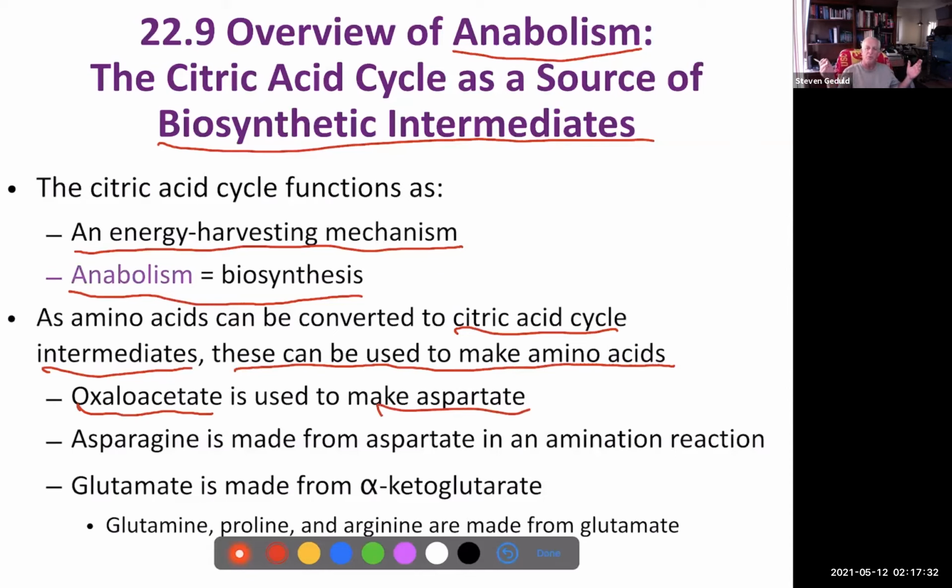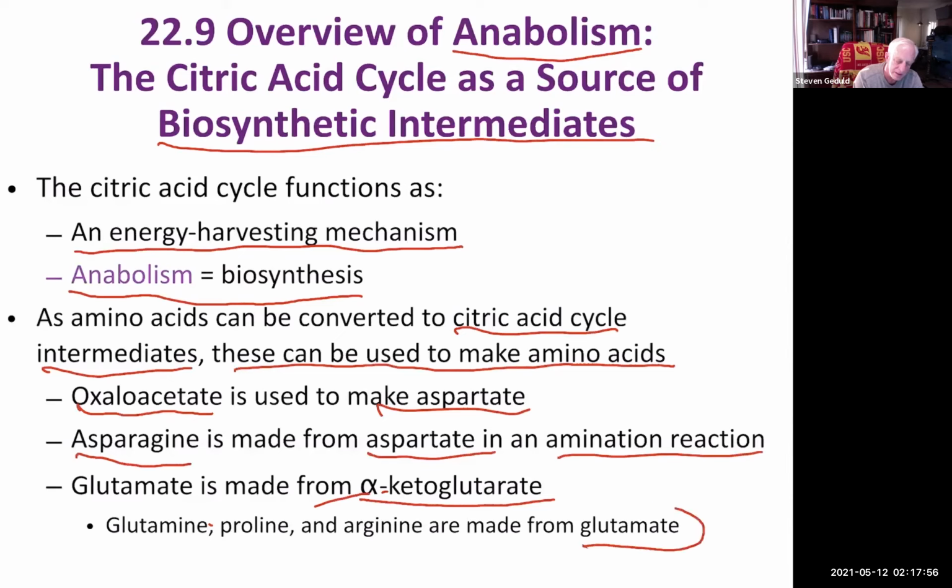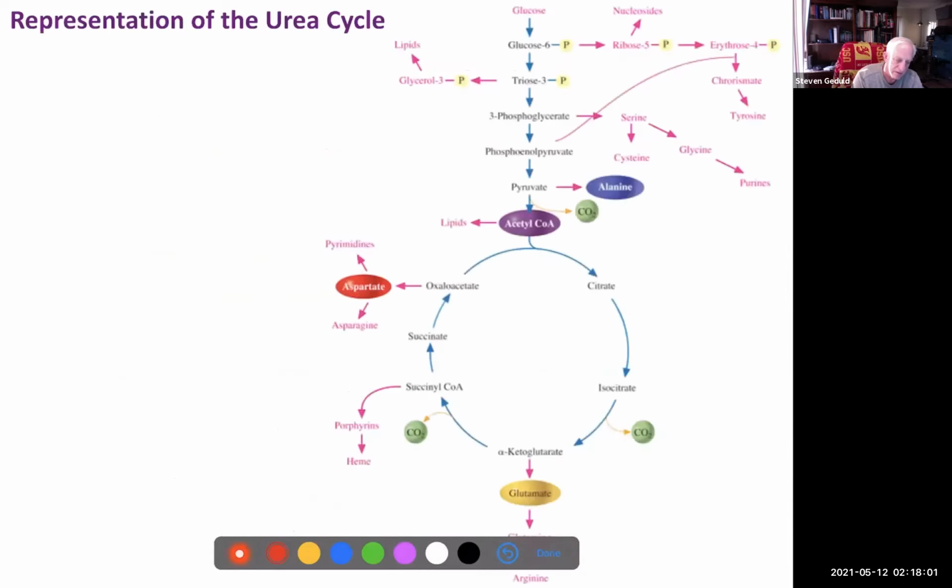Oxaloacetate is our starting point for the citric acid cycle. We can use that to make aspartate if we need it. Asparagine is made from aspartate in an amination reaction. Okay, we aminate, we move the amino group to aspartate. Okay, glutamate can be made from the alpha ketoglutarate that was used. So glutamine, proline, arginine are all made from glutamate. Okay. So again, you can see using the citric acid cycle.